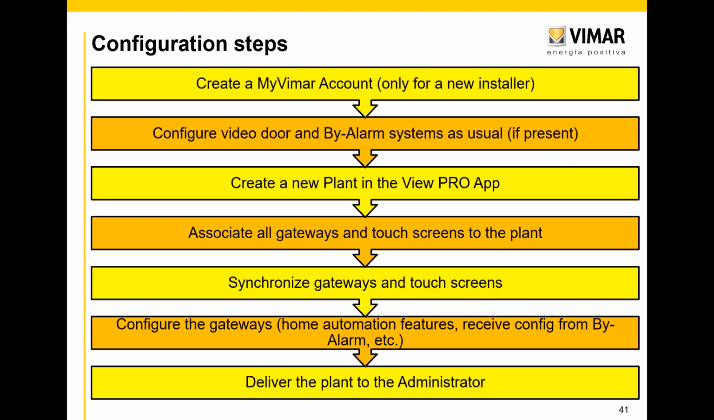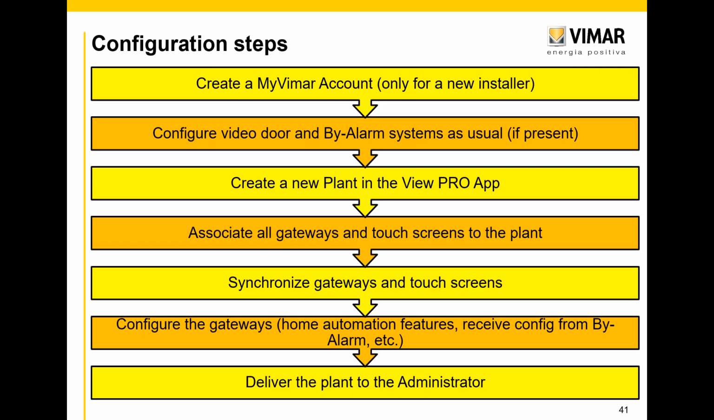Subscribe, please, to the next webinars, the advanced 1 and 2, in order to get much more information about it. Then create the plant, so the project in the Pro app, and associate all the gateways and the touchscreens. Then you synchronize the systems all together in order to share the information. So the BuyMe gateway, for instance, knows that you have the alarm, knows that you have 2 touchscreens, and so on. Then you enter each gateway and configure the system in order to realize the application you have to do.